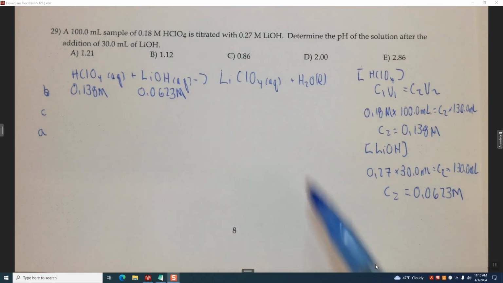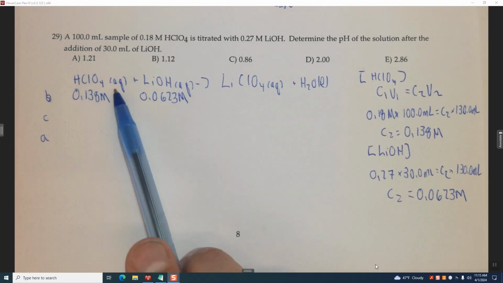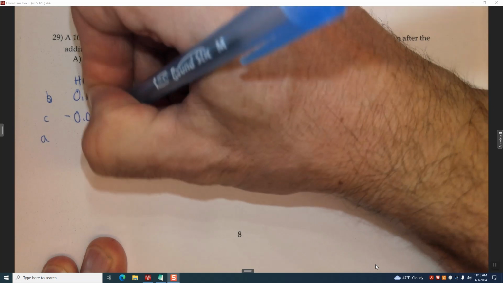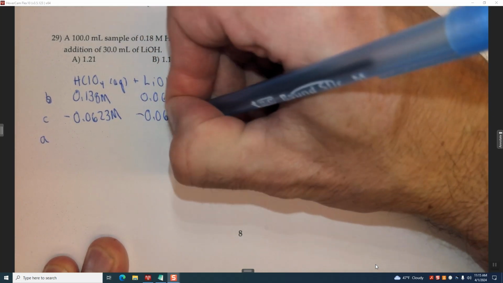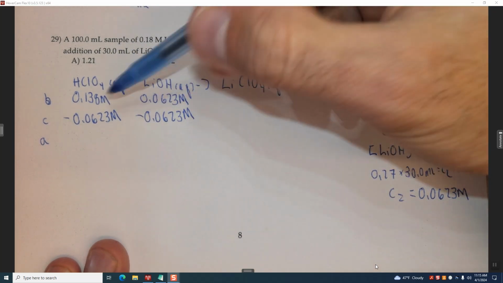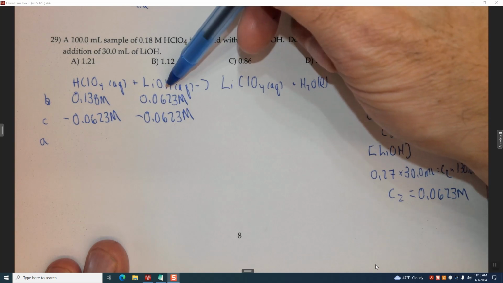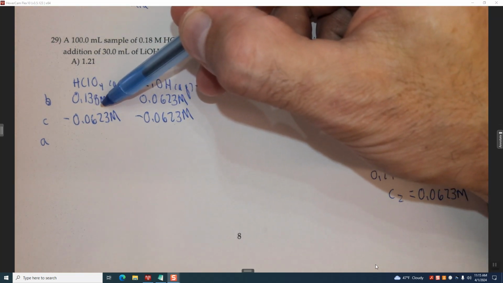Now, we need to figure out which one's going to run out first. Since they react in a one-to-one relationship, the one that's less is going to run out first. So we're going to lose 0.0623 molar of this, and lose 0.0623 molar of this. Why? Because this one is less than this. So this is going to be gone, and we're still going to have some of this left. Some of the acid specifically left.